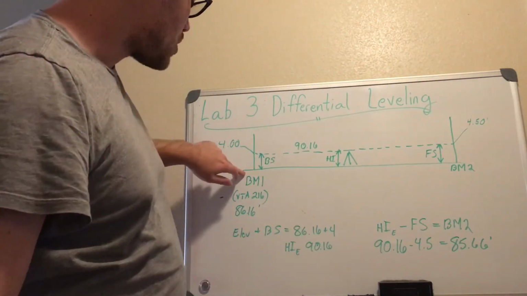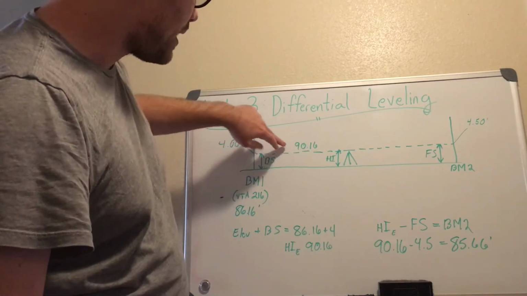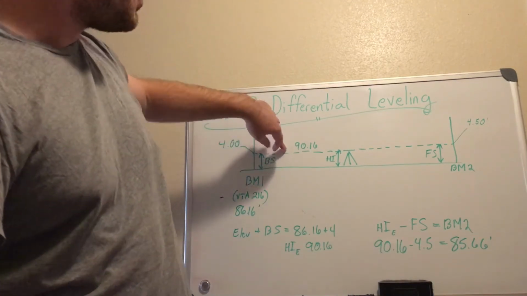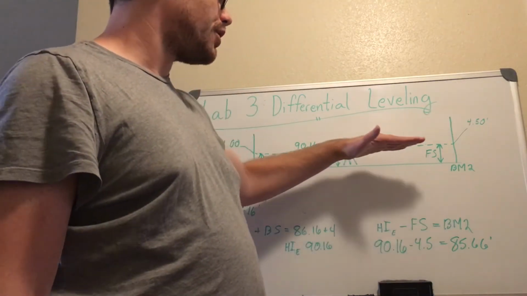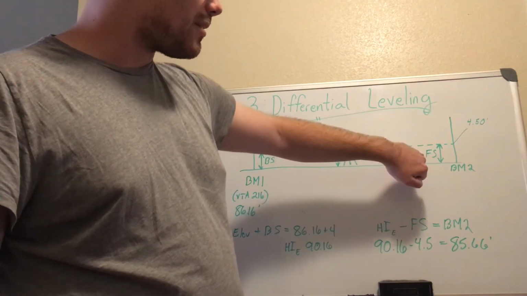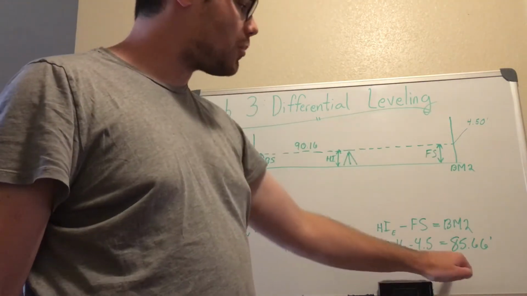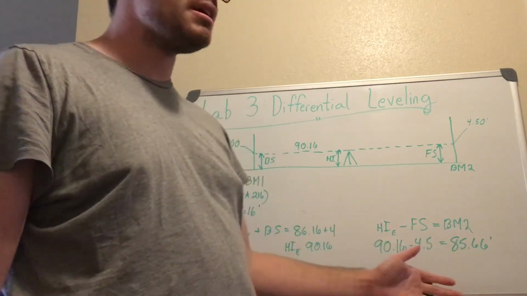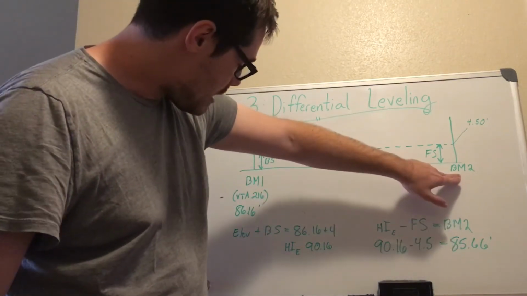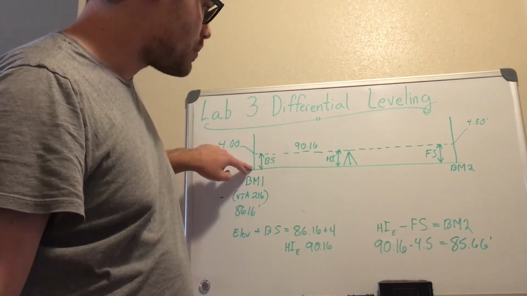We know the elevation on our first benchmark. By adding the back sight, we got the height of this dotted line. We know that dotted line is perfectly horizontal, so we can subtract the foresight here to get what the elevation at that point is, which here would be 85.66. So this means that this land here is half a foot lower than our original benchmark.